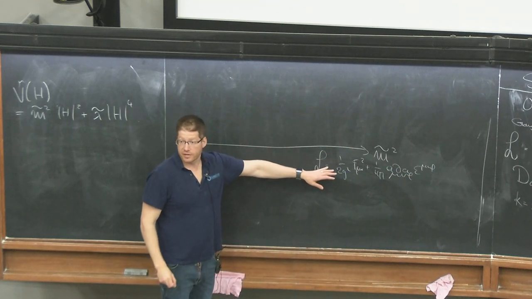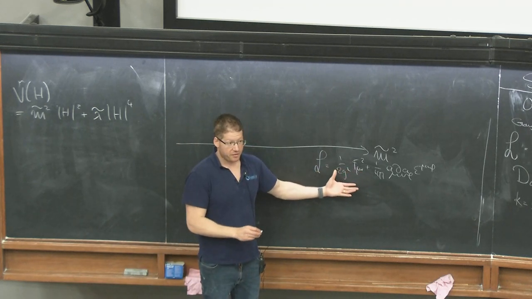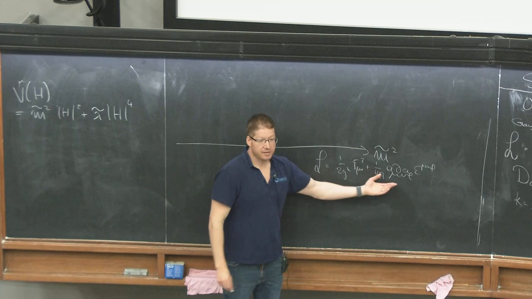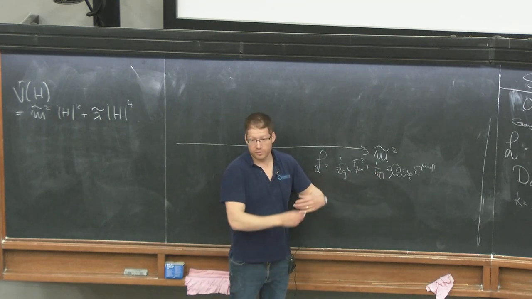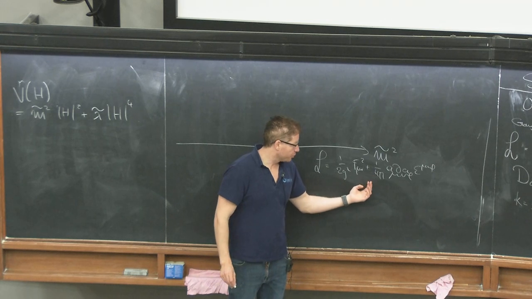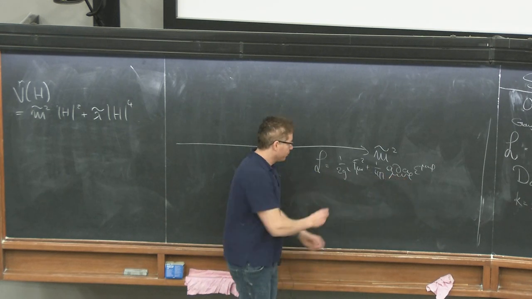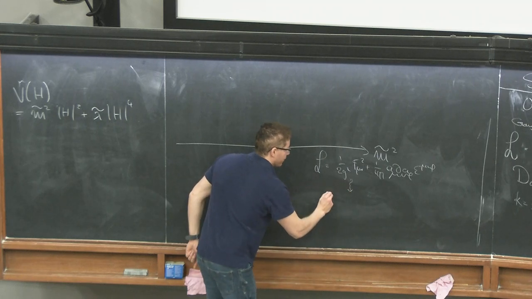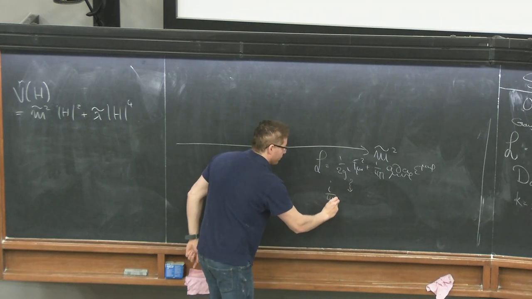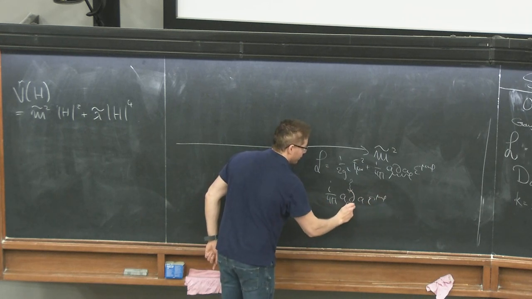Now, this can be further simplified, because what did we find in the exercise from yesterday? We found that this leads to a massive photon. So we throw away the massive photon. It's not part of the low energy effective theory. So when we go to even lower energies, all we have is the Chern-Simons piece, which is A dA with this epsilon tensor.